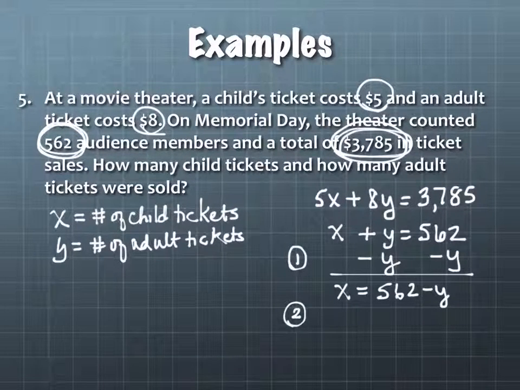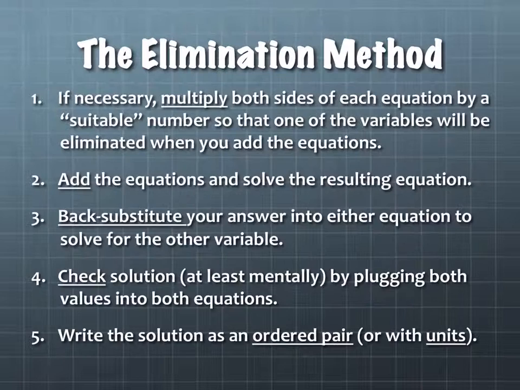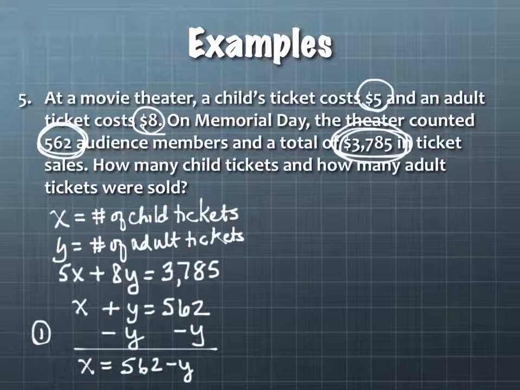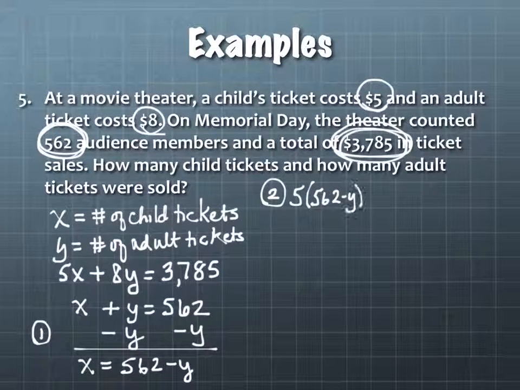Actually, let me do this for just a second. I'm going to run out of space if I'm not careful. And I didn't leave a blank slide on today's. So let me move this over. Okay, step 2 is to substitute that value for x into the other equation. The other equation has 5 times x, but x is the same as 562 minus y. So we're replacing x with that value. And then I have plus 8y equals 3,785.